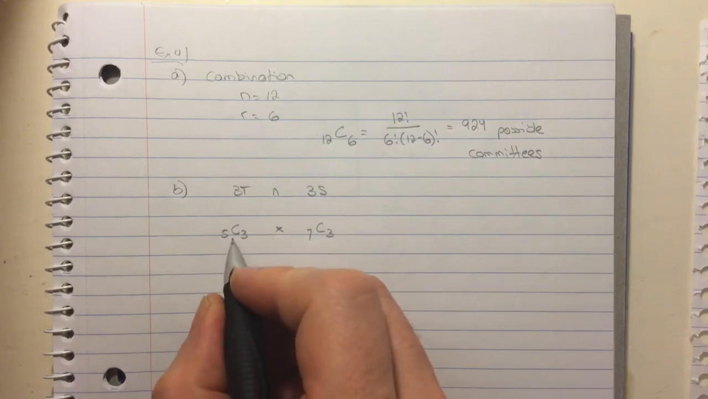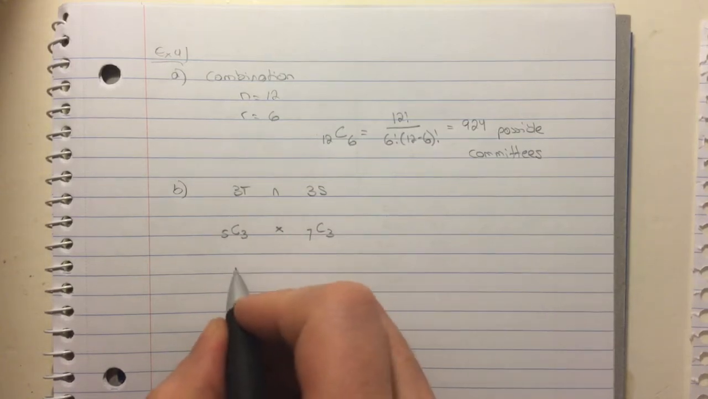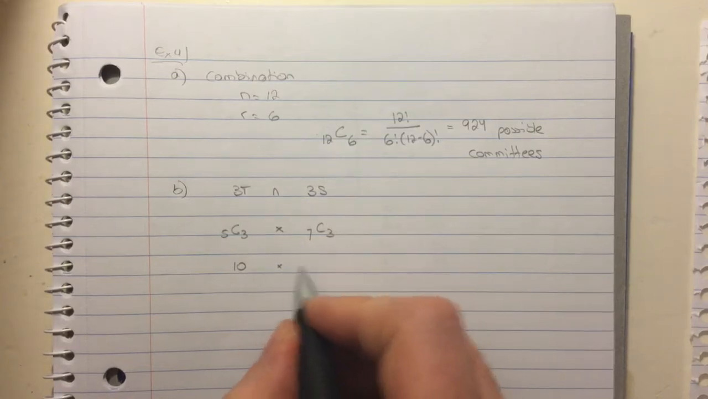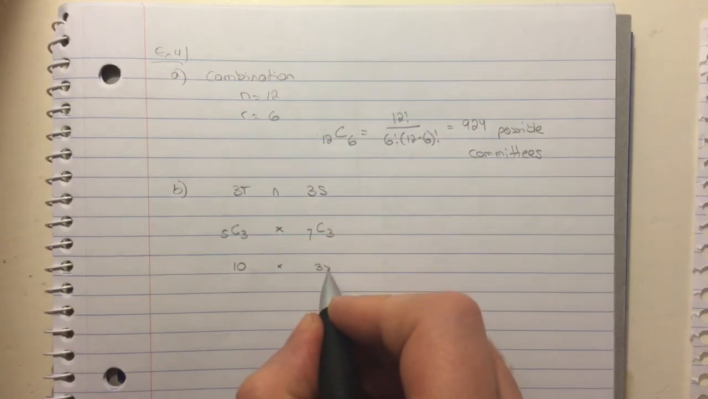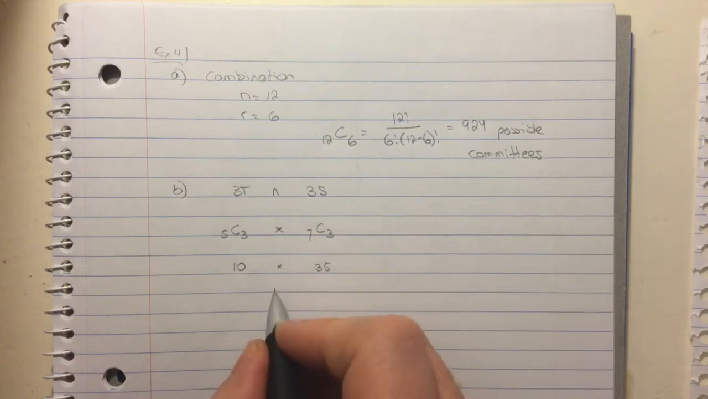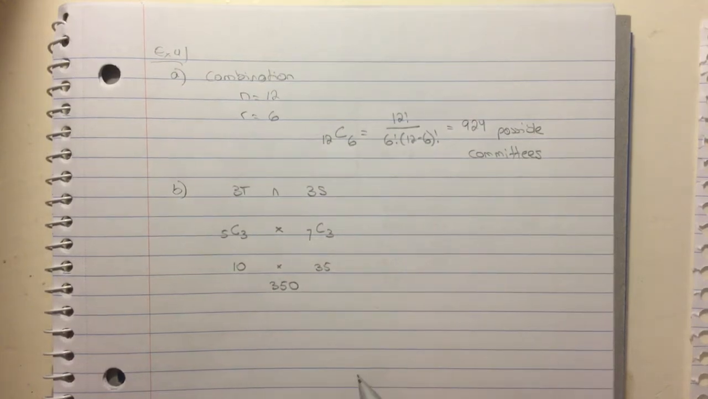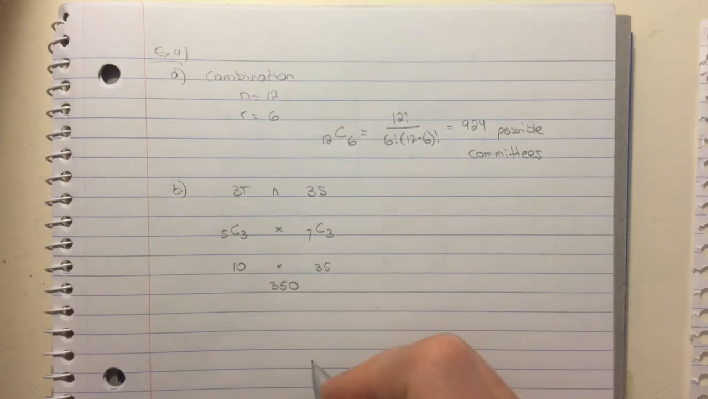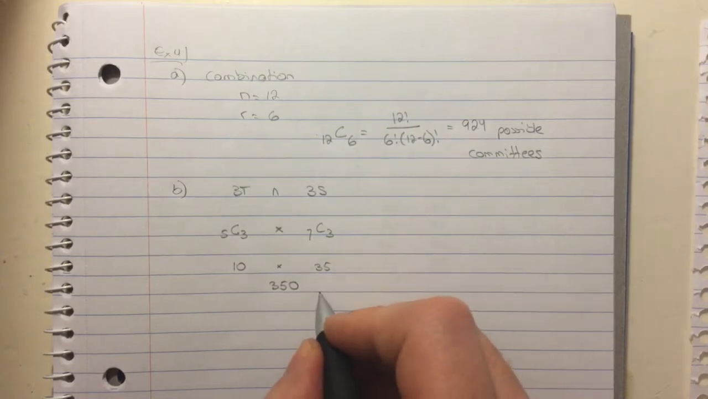On your calculator, you can figure out what these answers are, but this is what you should be getting. And make sure that you check that out to see if you get it correct and if maybe there is a mistake that I am making here. So the answer should be 350. So there are 350 ways to get 3 teachers and 3 students in a committee of 6 from the 12 people that I have.